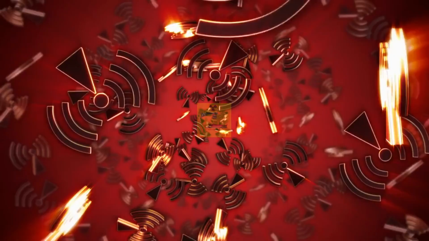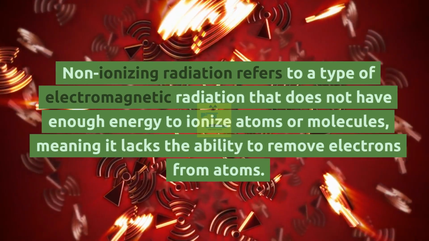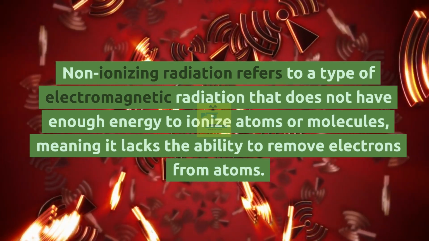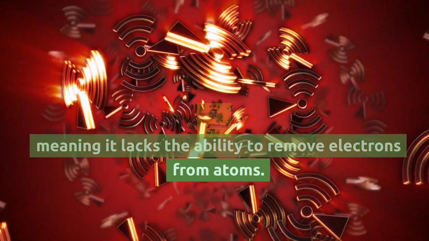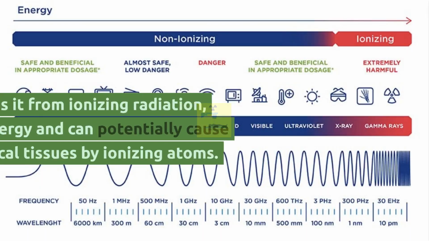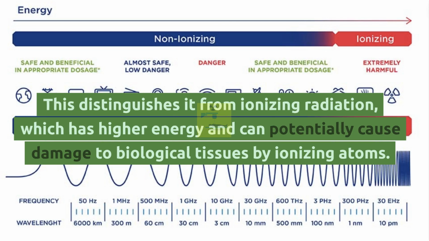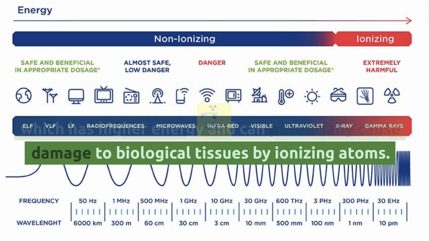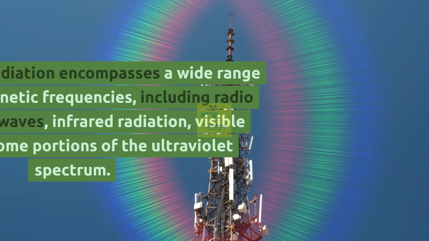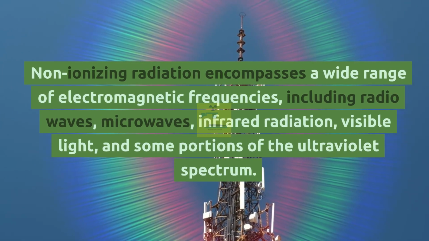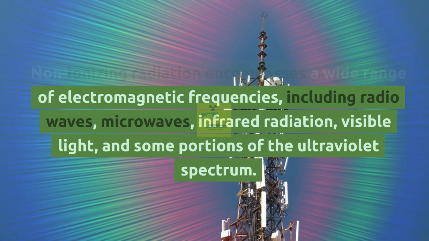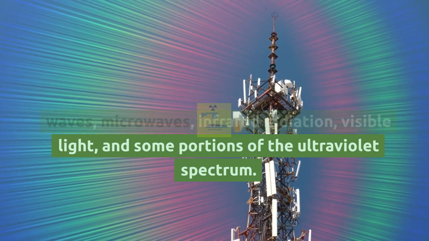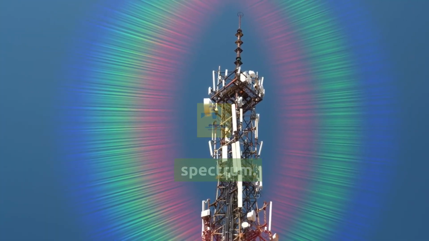Non-ionizing radiation. Non-ionizing radiation refers to a type of electromagnetic radiation that does not have enough energy to ionize atoms or molecules, meaning it lacks the ability to remove electrons from atoms. This distinguishes it from ionizing radiation, which has higher energy and can potentially cause damage to biological tissues by ionizing atoms. Non-ionizing radiation encompasses a wide range of electromagnetic frequencies, including radio waves, microwaves, infrared radiation, visible light, and some portions of the ultraviolet spectrum.